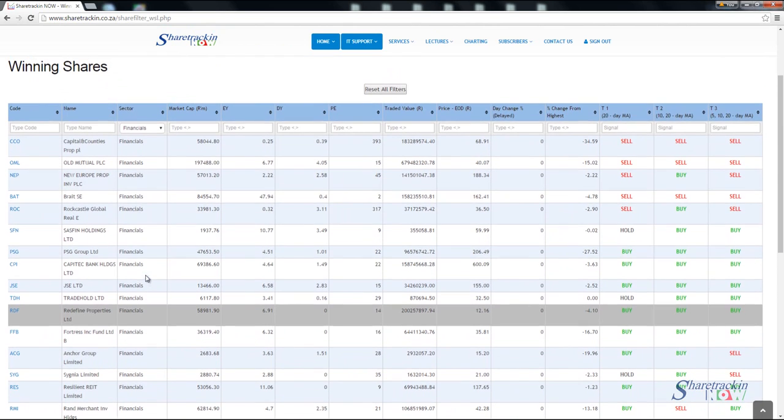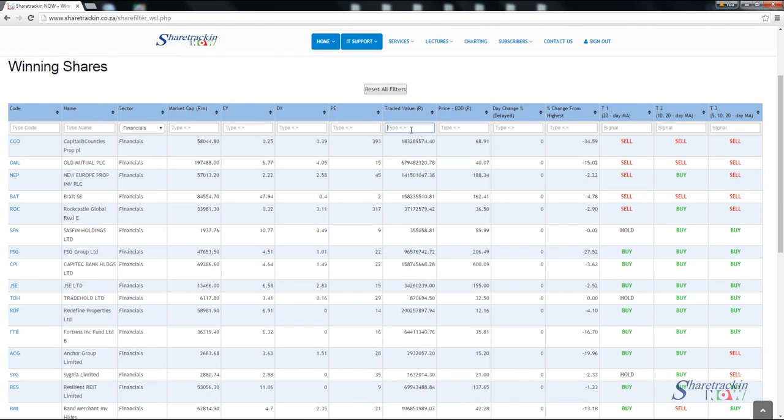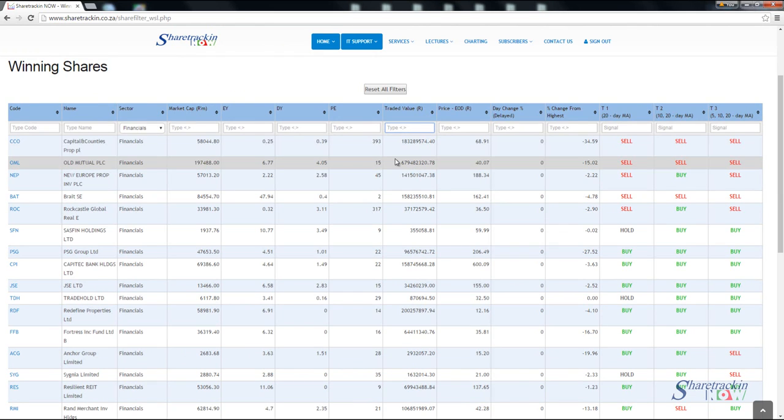What you can do now is apply a filter where you say, I've got 10,000 Rand. The rule of thumb is at least 3 times the amount that you want to invest. So I'm searching for anything more than 30,000 per day's movement.